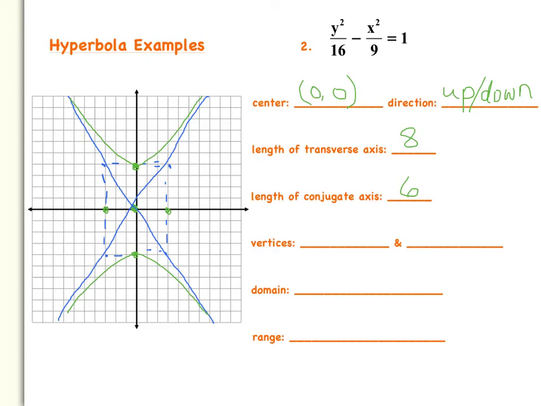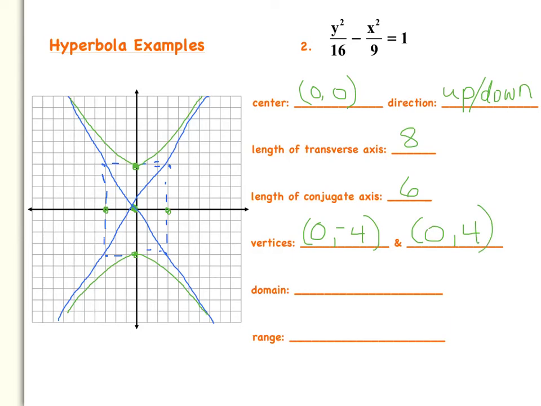Now let's name our vertices. Well, the first vertex is right here at (0, -4). So we've got (0, -4). And our second vertex is up here at (0, 4). And so there you go, there's our vertices.